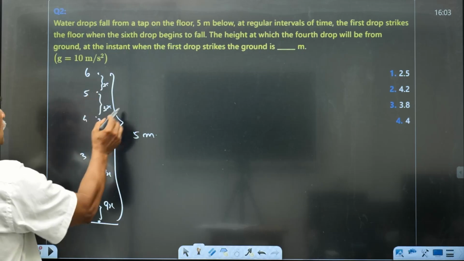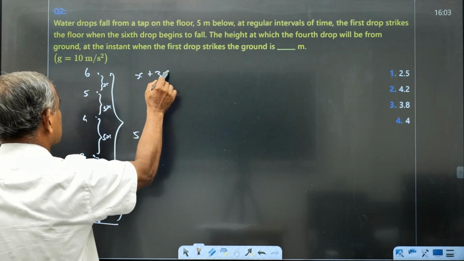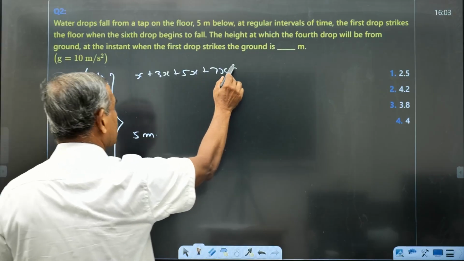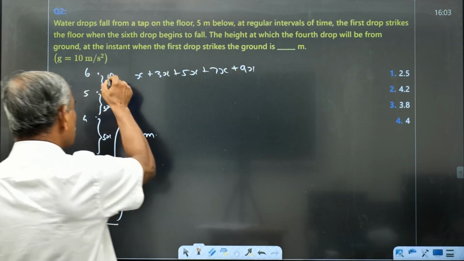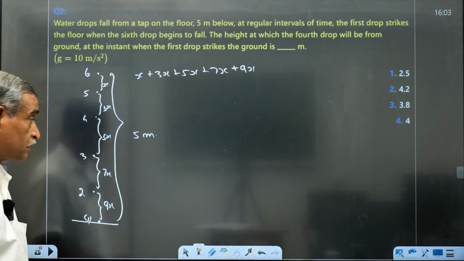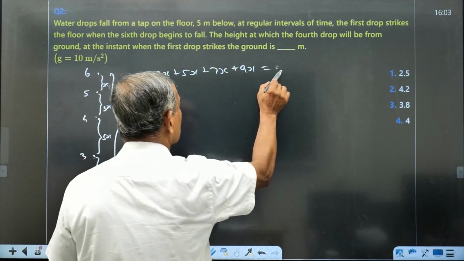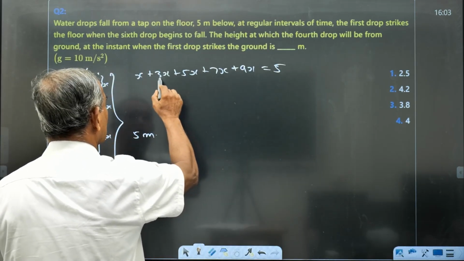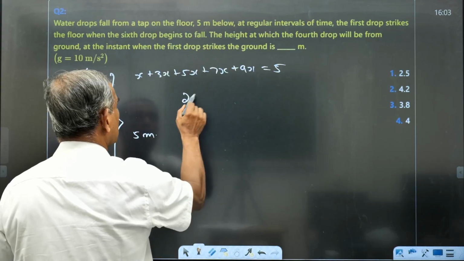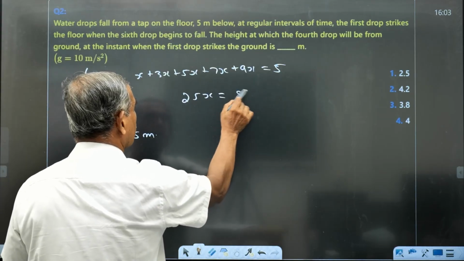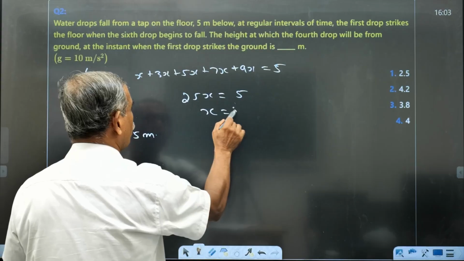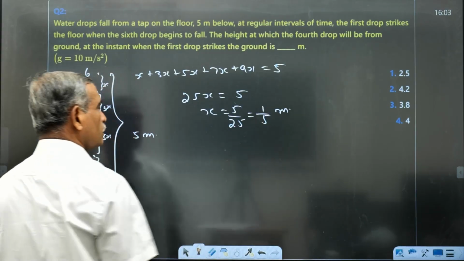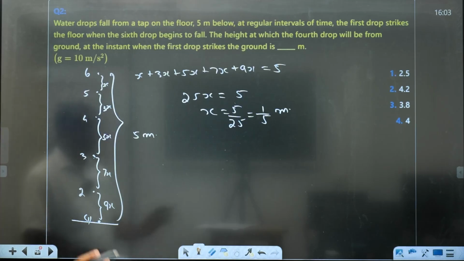Add up x plus 3x plus 5x plus 7x plus 9x. That gives you the separation between the first and sixth, which is equal to 5 meters. Adding 1, 3, 5, 7, 9 gives 25, so 25x is equal to 5 meters. So x is equal to 5 by 25, that is 1 by 5 meters. That is the value of x.